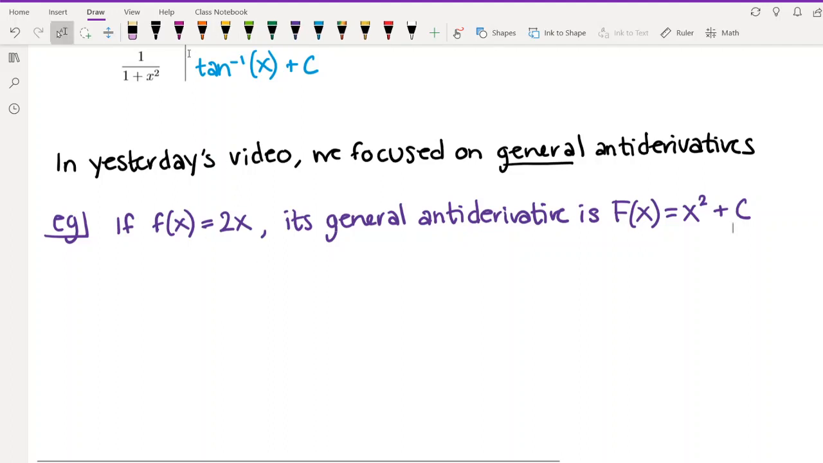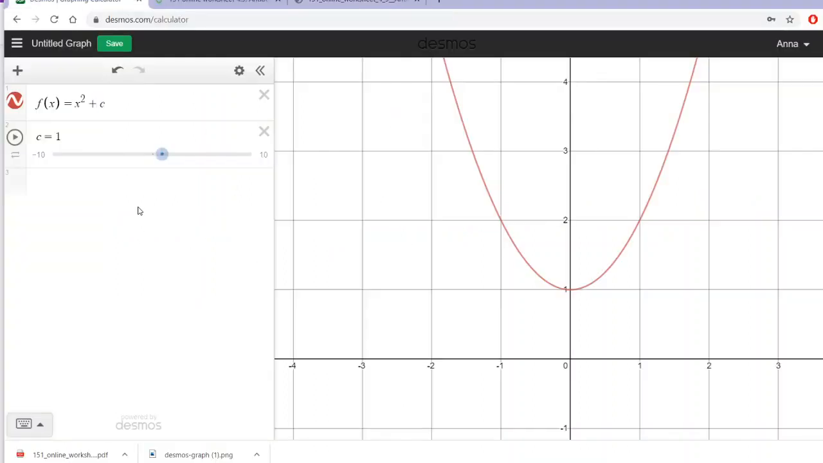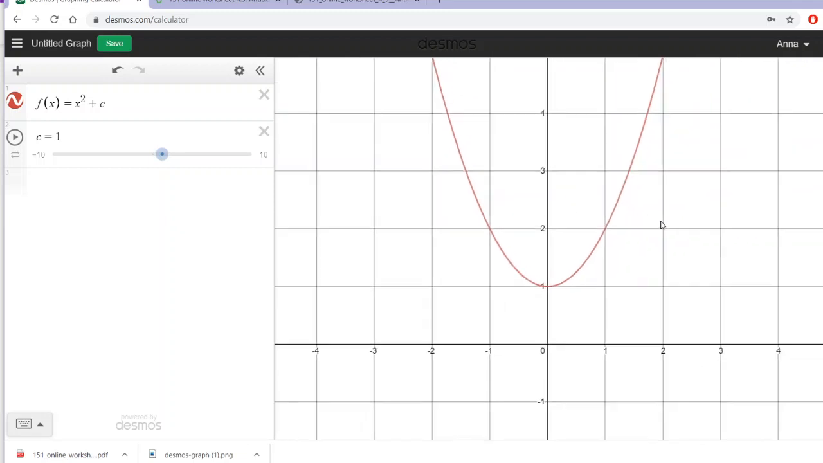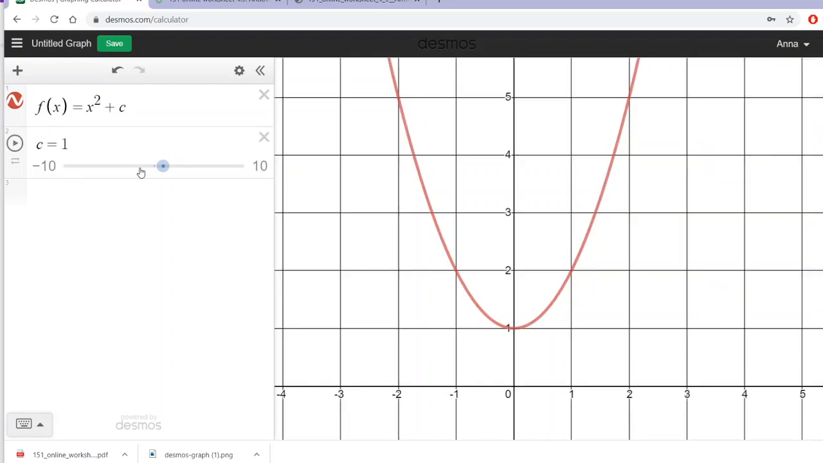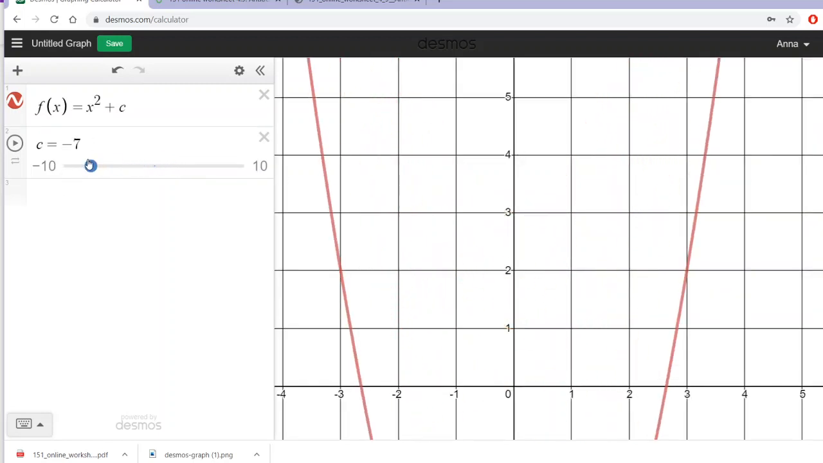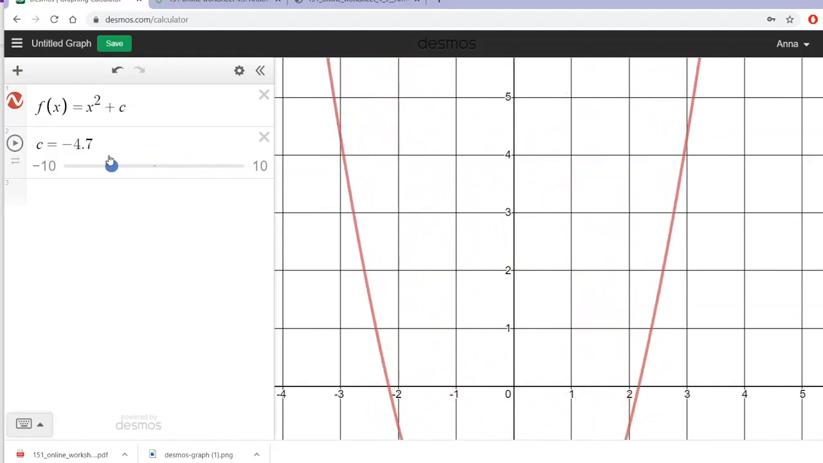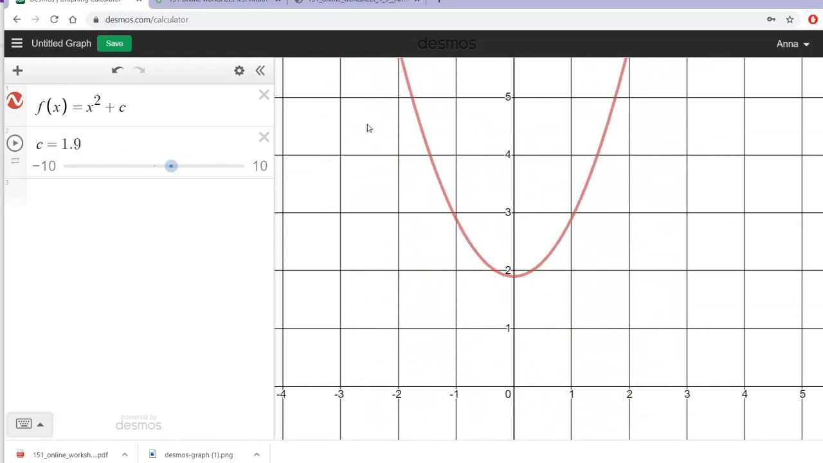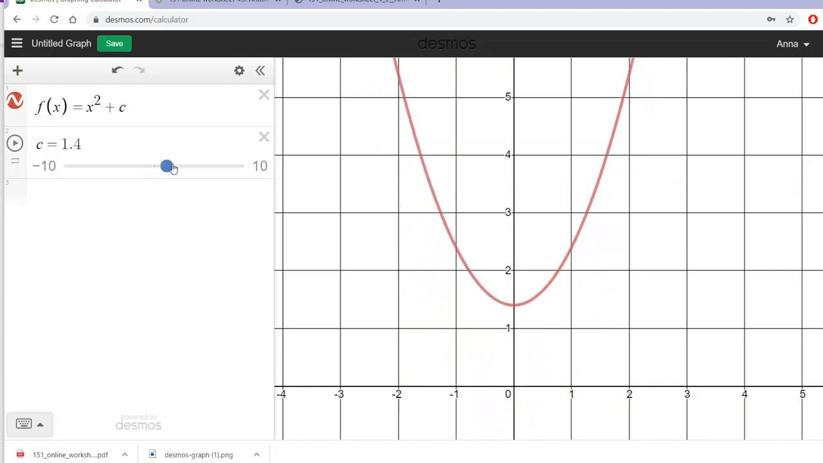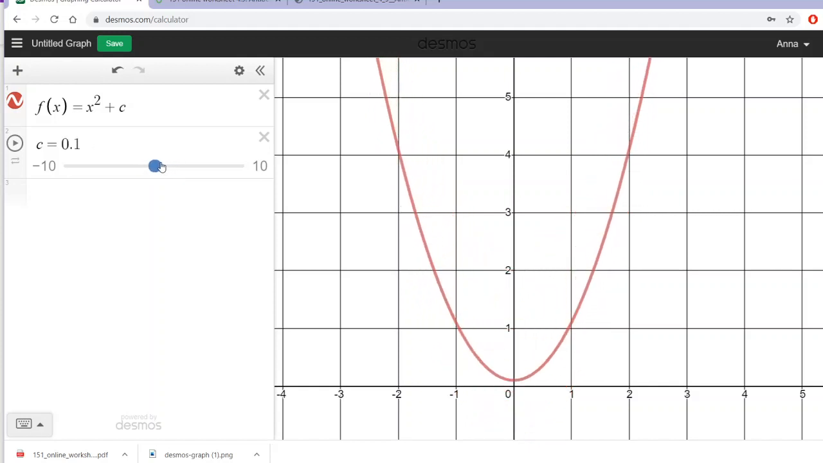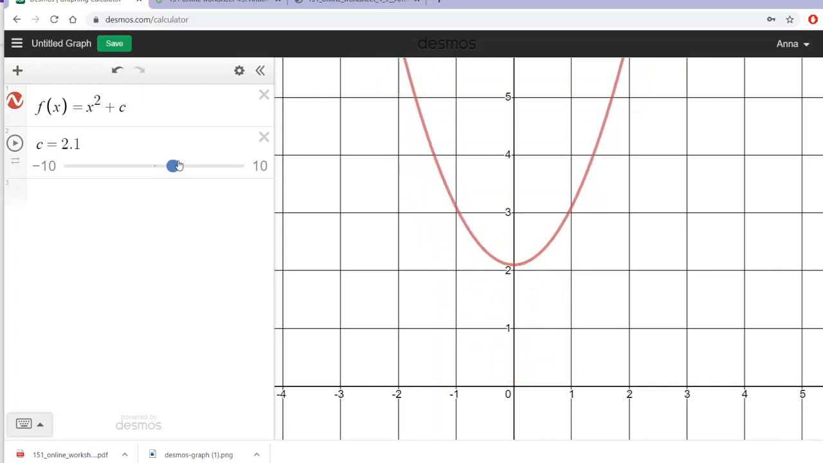So how did we visualize that? If you look at the graph, here I graphed x squared plus c, with a slider for c. Basically what we talked about is that it could be any of these, a parabola that lives anywhere, moving up and down, because all of those parabolas have the same derivative. But looking at this picture, if we knew one point that the graph went through, that would be enough to pin it down and say, oh, it's this one, not some other one. And that's what we'll be doing in this next example.